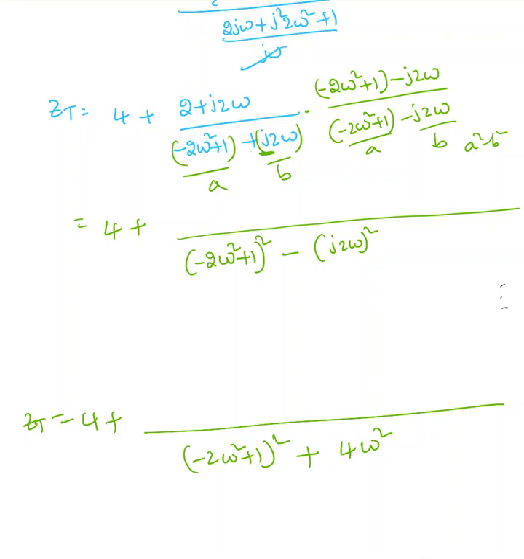Okay, so when it comes to the numerator, this 2 plus j2 omega is multiplied with this whole thing. So 2 times minus 2 omega square plus 1, which is a real number. I'm not going to worry about it, but I'm going to write it down here. Plus 2 times 1, that is also a real number. I'm not worried about that.